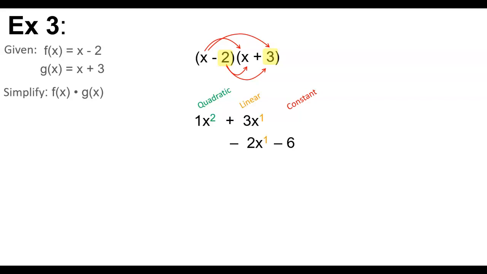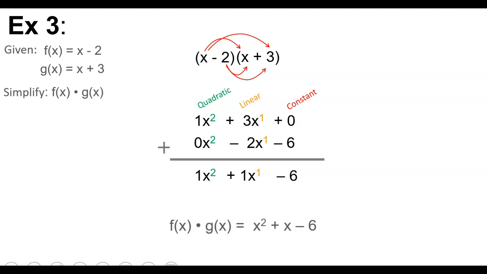Could you now add those vertically? Add zeros here. And I'm going to add them vertically. 1x squared plus 0 is what? 1x squared. 3x minus 2x is how much x? 1x. And then 0 minus 6? Negative 6. And you get your final answer.